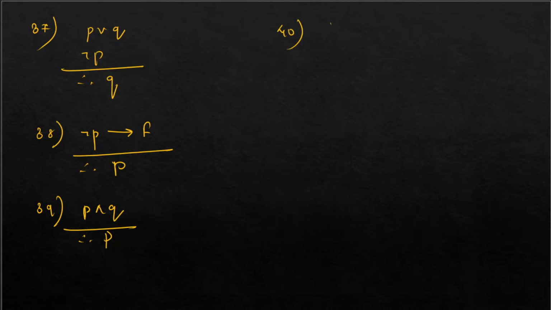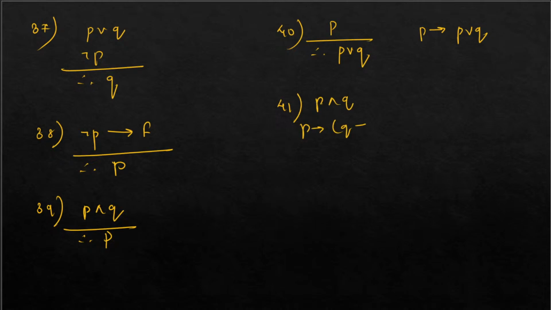Fortieth is P gives P or Q. It is called the rule of disjunctive amplification, which is written as P implies P or Q. And 41st is P and Q, P implies Q implies R, and this is R. So this is the rule of conditional proof.